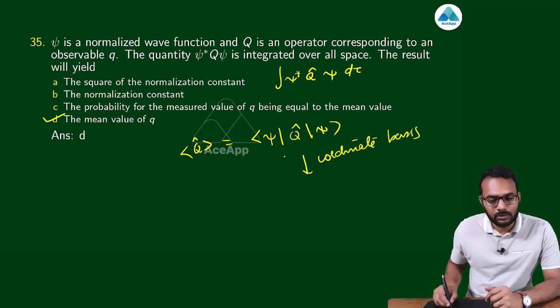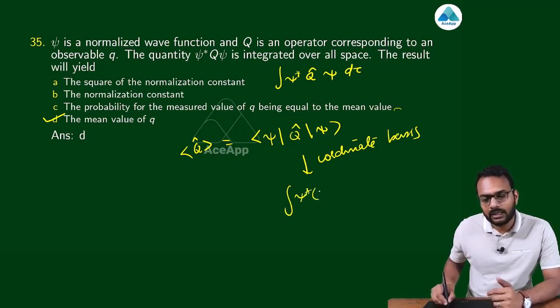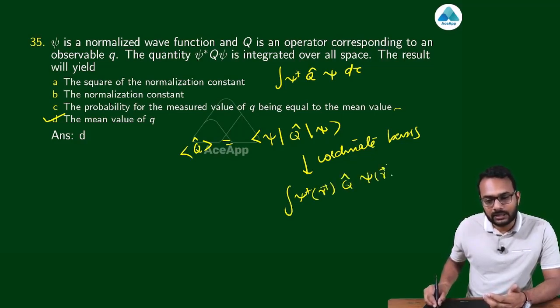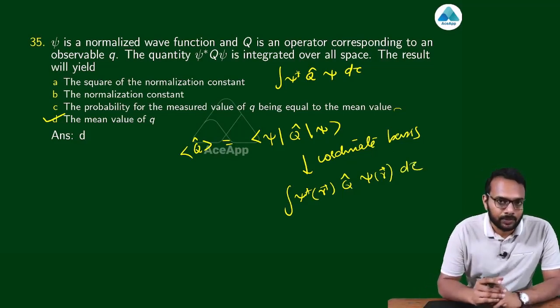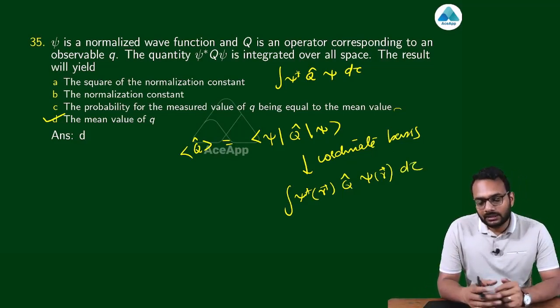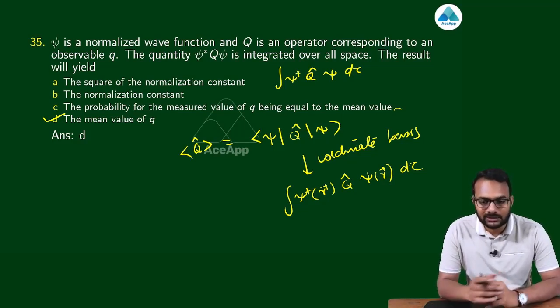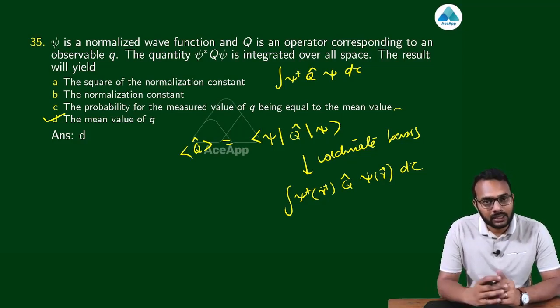Okay, you can do this by inserting the identity in between, in terms of the coordinate basis. These steps you might be familiar with. The coordinate basis gives us psi star of x, y, z, the r vector, then Q psi of r vector, and then d tau. That is because in the coordinate basis the scalar product is defined as an integral. That's why we have the term square integrable functions in quantum mechanics. So the answer is option D.